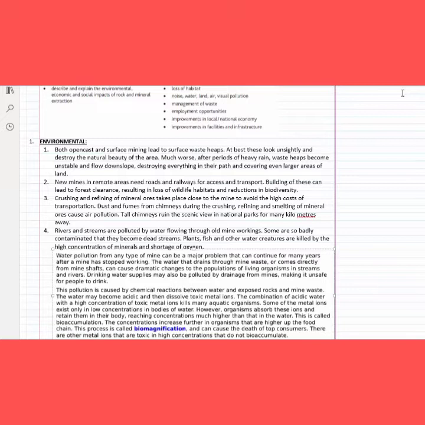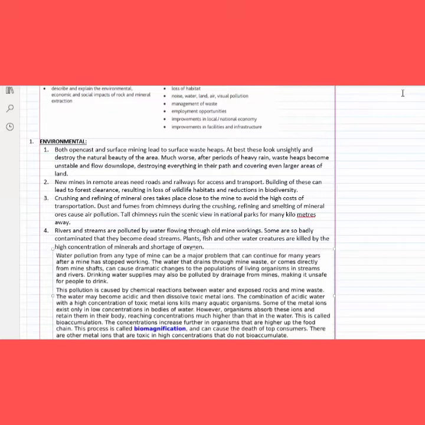Then crushing and refining are two processes by which we're able to extract the mineral from the ore. So that again is going to contribute to air pollution, right? And then chimneys themselves are a source of visual pollution, right? They're simply ugly. Okay, then if you talk about rivers and streams, now this is the idea of how water pollution is being caused, right? So rivers and streams are polluted by water flowing through old mine workings.